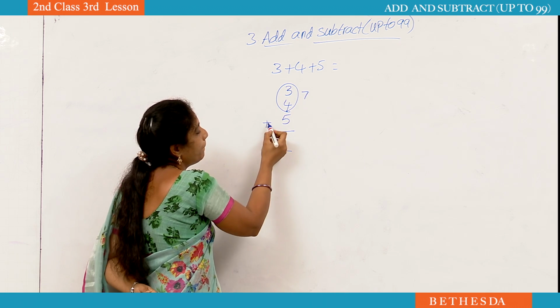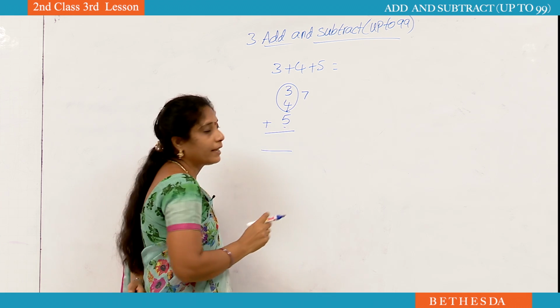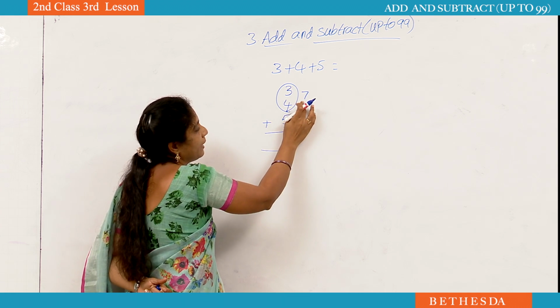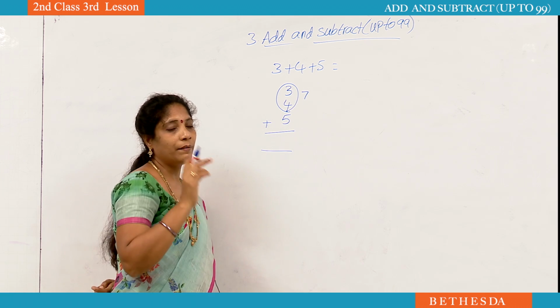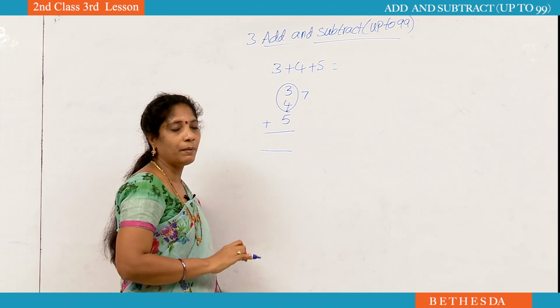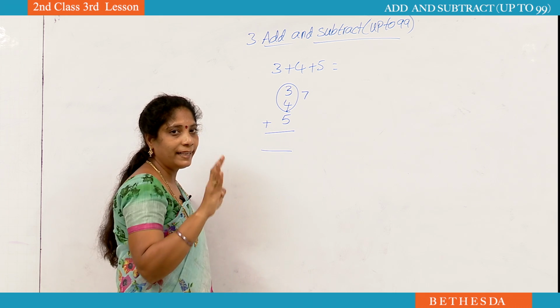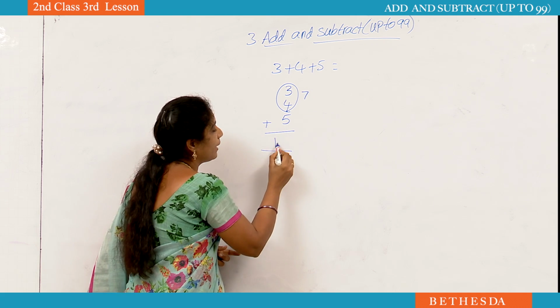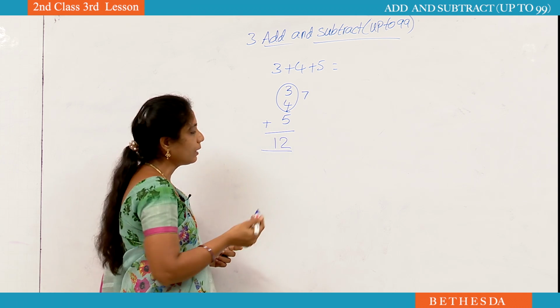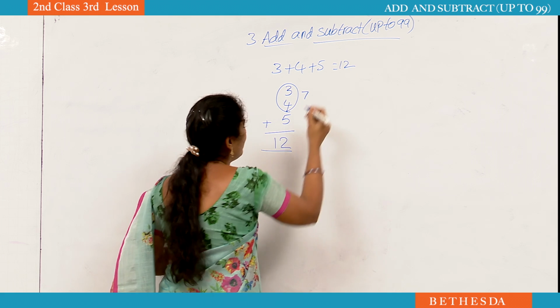Now 7 plus 5. We got 3 plus 4, 7. 7 plus 5, again we have to do addition. 7 is in my mind, 5 is in my hand. After 7, 8, 9, 10, 11, 12. Like this we have to do. See, the answer is 12. Now I will teach another one.